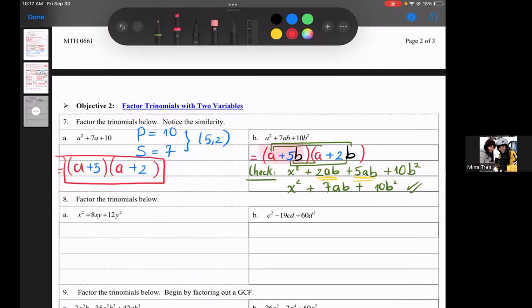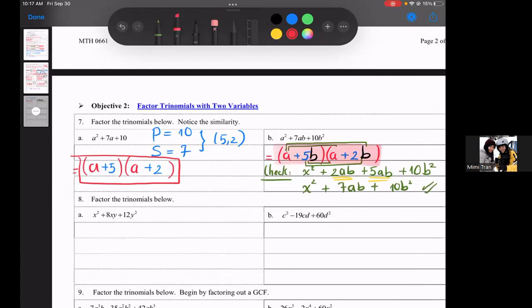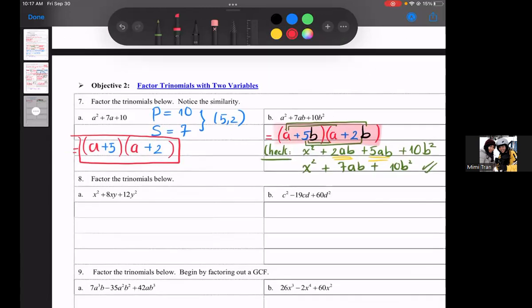Okay, your job is to do part A and AB. It's very much the same, 7A and 7B. Talk to your friends. Get mingled. I'll walk around. If you got it right, you can leave.